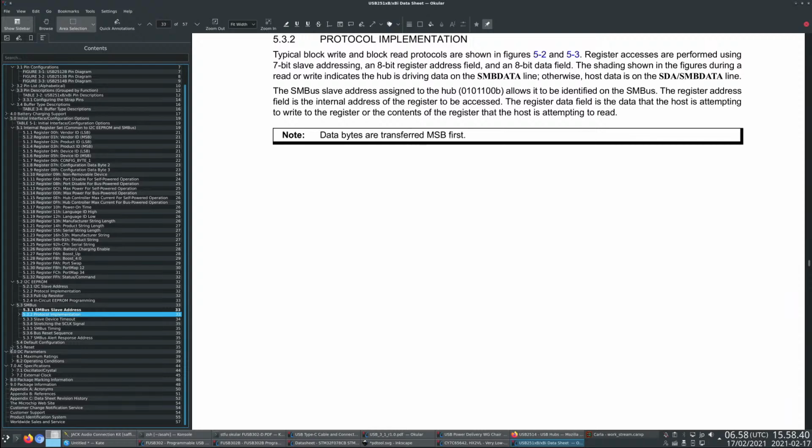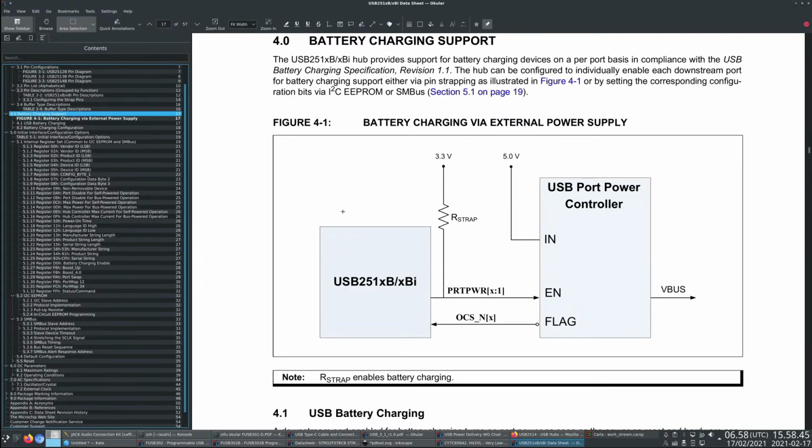But yeah, as long as... Oh, there's battery charging support. Cute. I did not know that. It's interesting. Not what I need, but interesting.